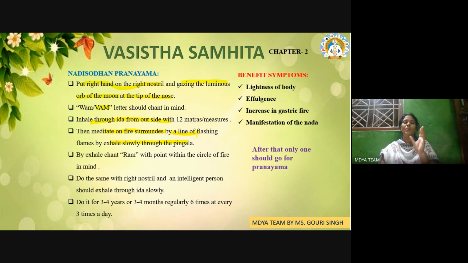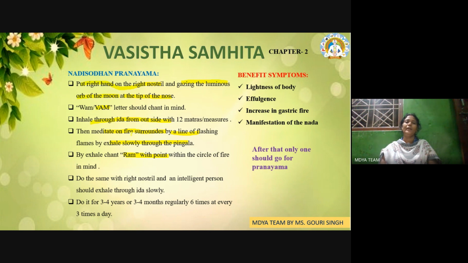In that way you have to meditate on that. Then exhale slowly through the pingala. By exhaling, what do you need to chant? That is the rung sound. Okay, that is not ram. That is your rung, like this. Okay, this sound with the point within the circle of the fire in the mind.